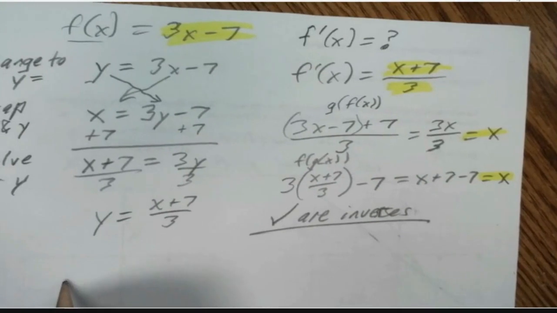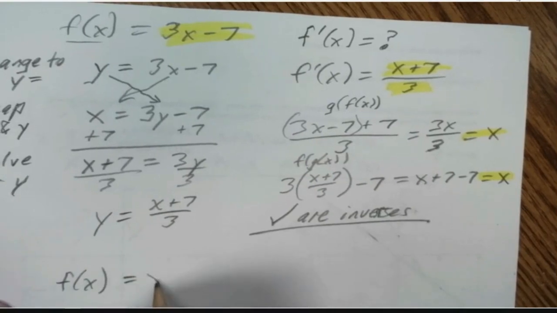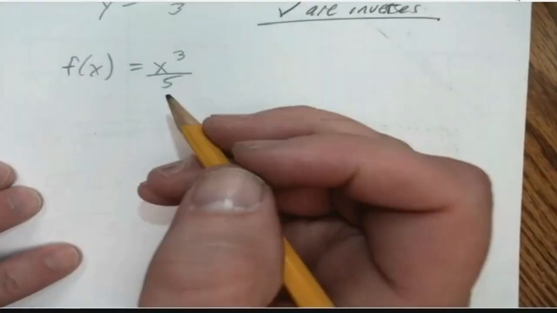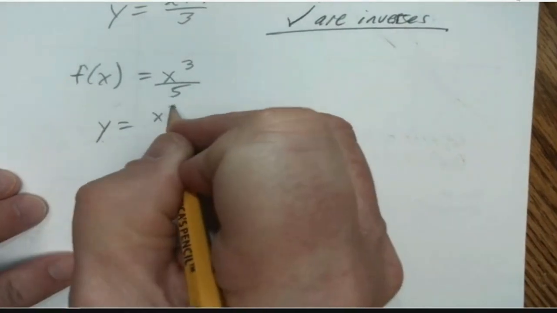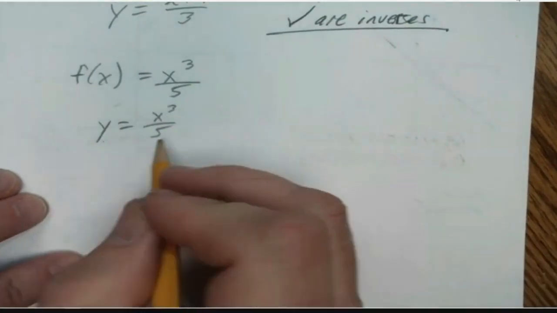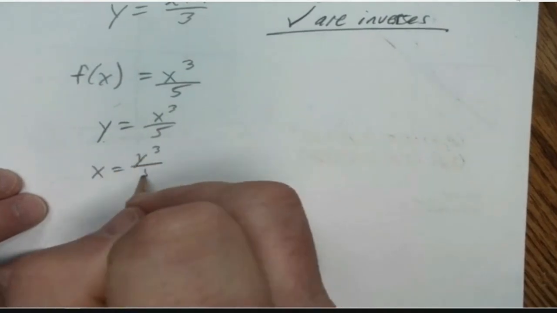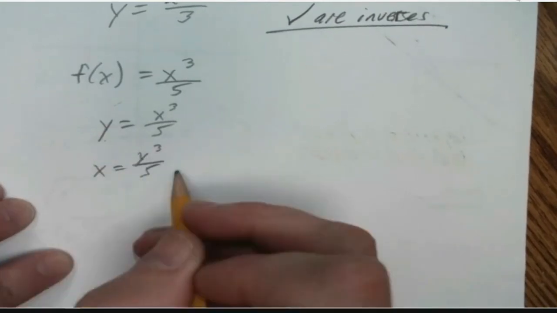Let's say that f of x equals x to the third divided by 5. So following our rules, first we change it to y equals x to the third divided by 5. Then we swap them. x equals y to the third divided by 5. Okay, we swapped them. Now we solve for y.